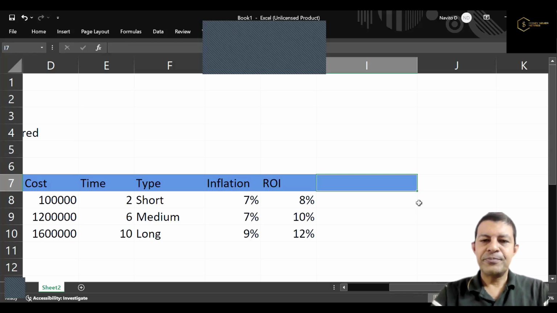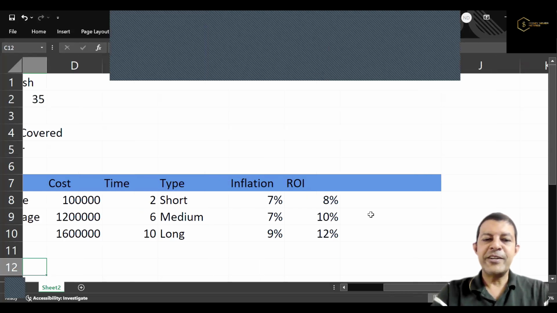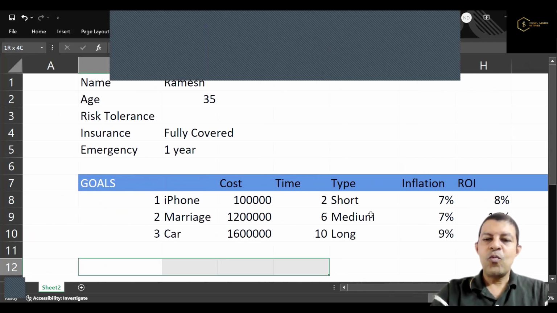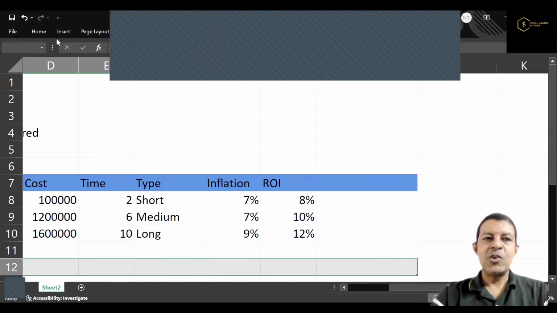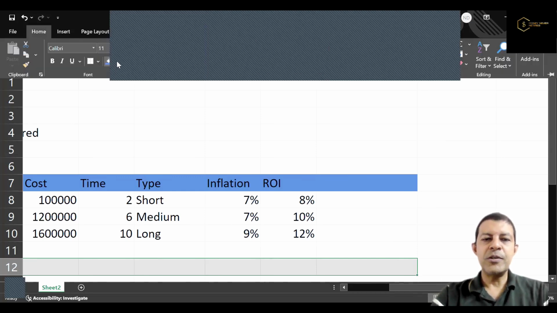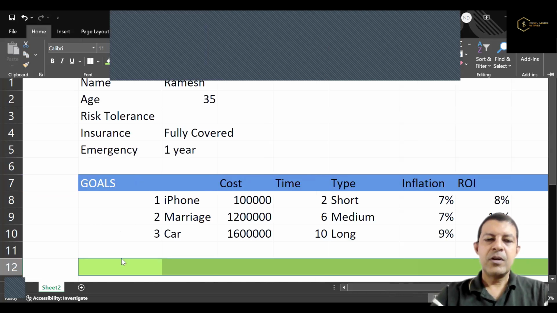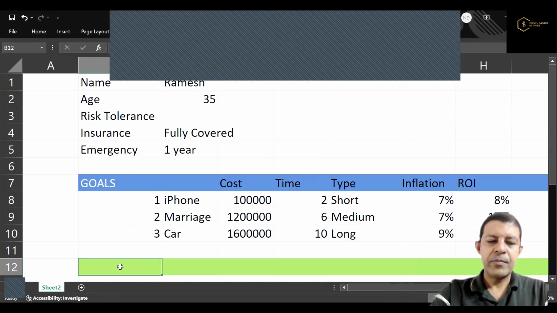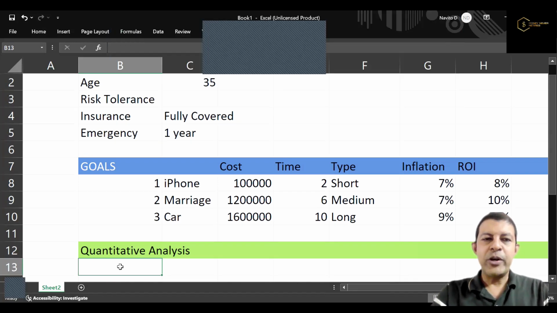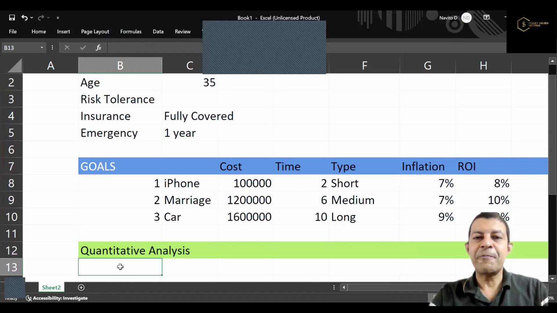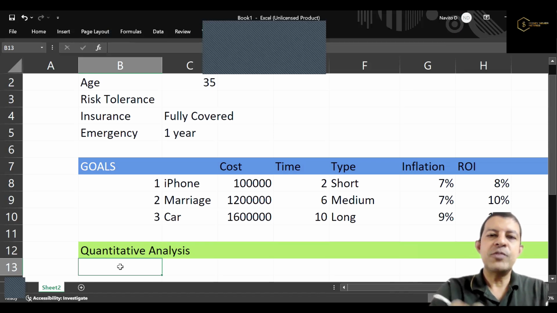So now that we have the inflation and ROI assumptions, let us now understand from Ramesh some quantitative analysis. So what is quantitative analysis? We are going to see shortly. We are going to see here quantitative analysis, QA. So in quantitative analysis, what we're going to see is we are going to check Ramesh's income and expense and determine whether he has a surplus which can be invested to meet each of these goals.